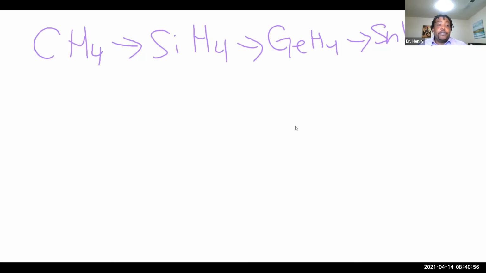Okay. So we showed an example of that earlier, where we have the isomers of pentane: neopentane, isopentane, and n-pentane. And we know that all of those have the same chemical formula, which is C5H12.